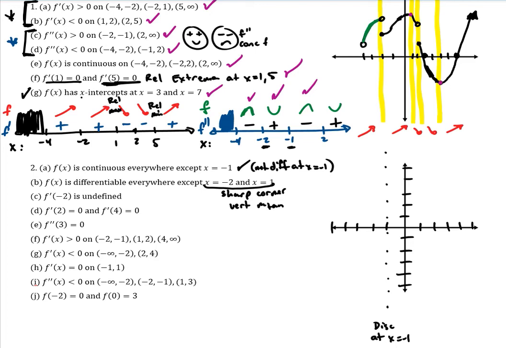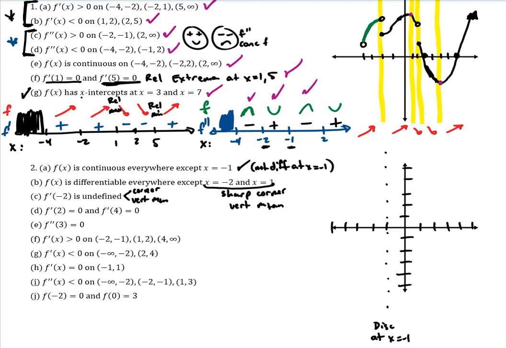On C, it says f prime of -2 is undefined, which is also referring to one of these two. It's either we've got a sharp corner, since there is a point there because it says it's continuous everywhere else. So at -2, we either have, let me say instead of sharp corner, let's just say corner. So there's either a corner or, again, a vertical tangent. So this is reflected kind of twice, but we'll see eventually.